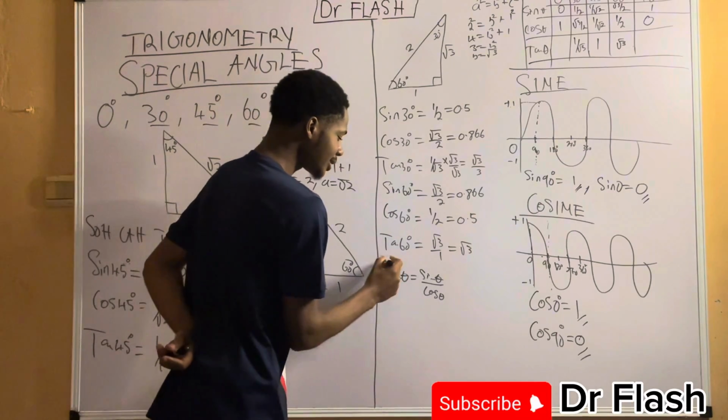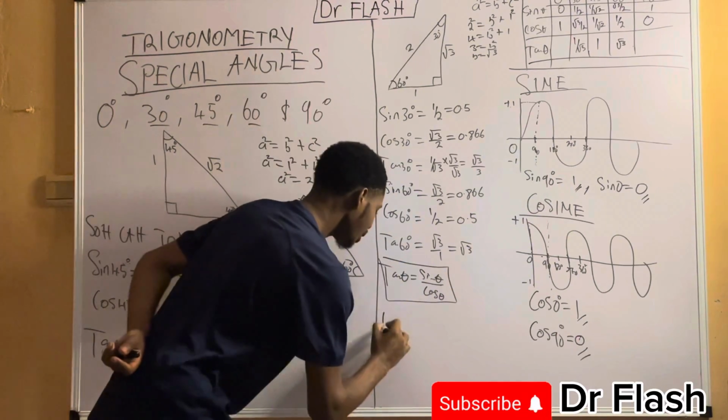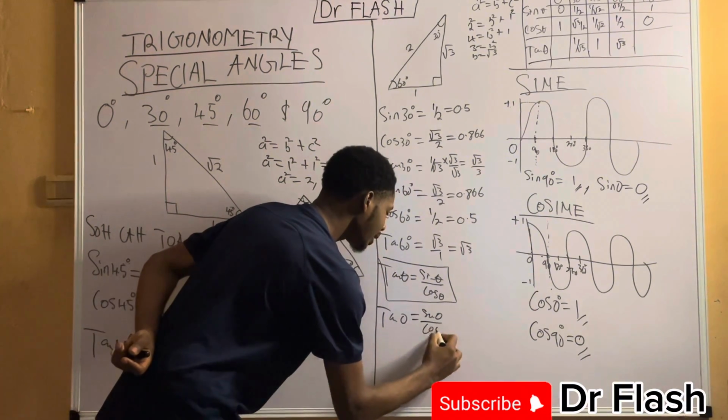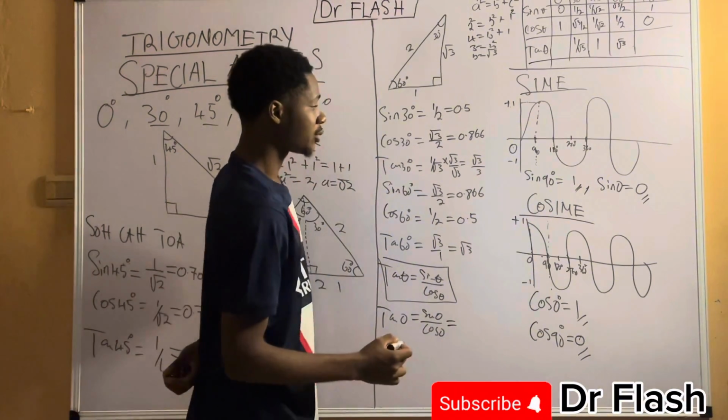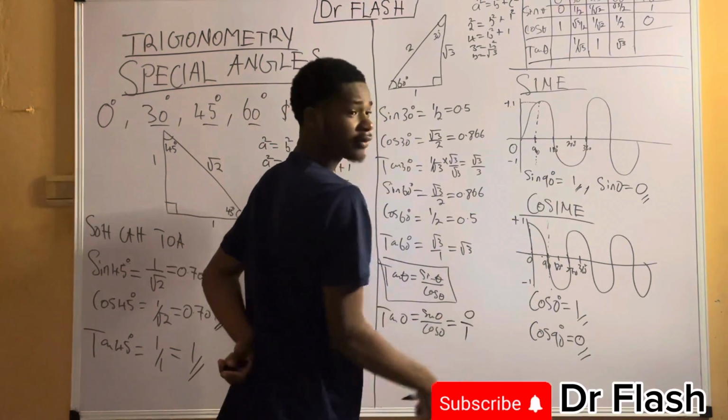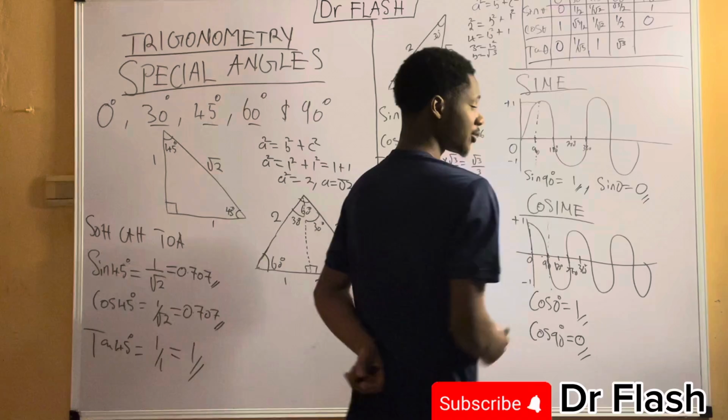Since we said that tan is equal to sine over cosine, we can say that tan 0 is sine 0 over cosine of 0. Now, what is sine of 0? The sine of 0 we obtained as 0. Cosine of 0 we obtained as 1. 0 over 1 gives us what now? 0. So tan 0 is 0.